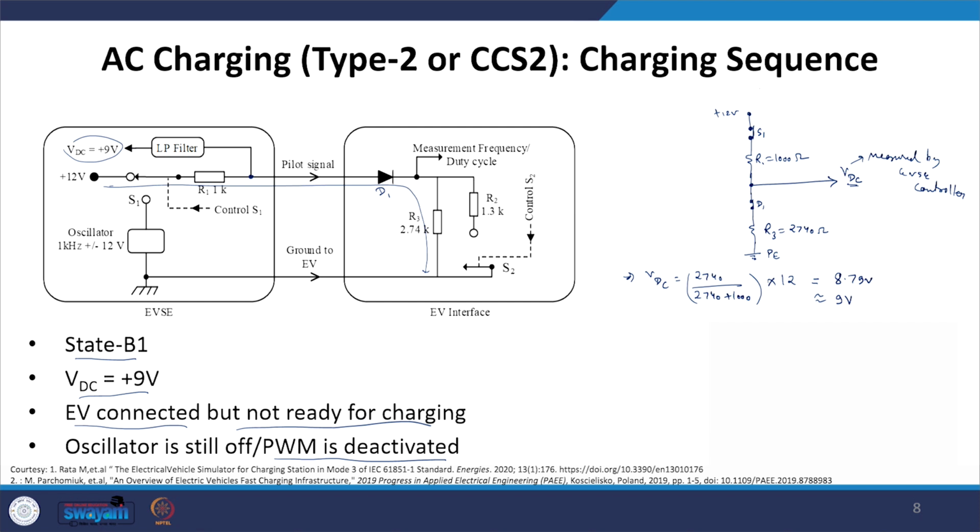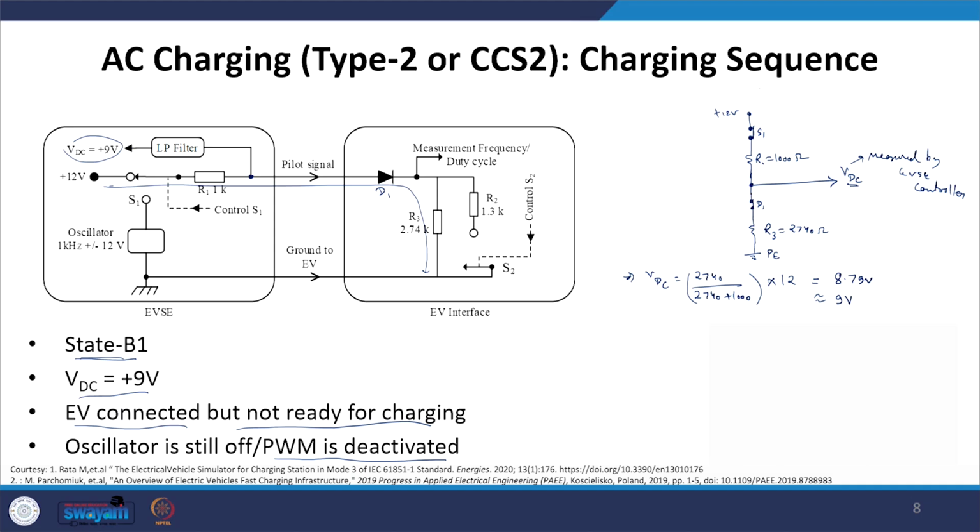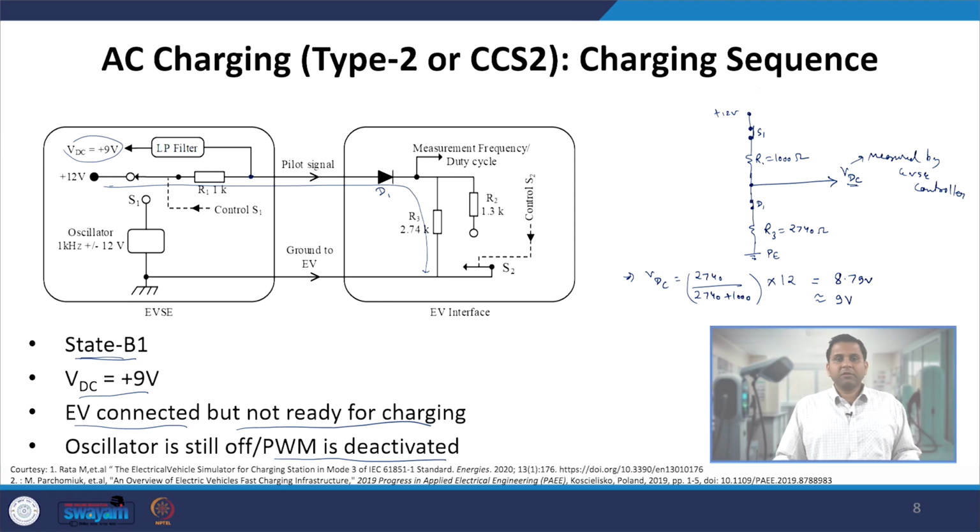So in this state B1, the EV gets connected and the EVSE recognizes the vehicle has been connected. However, on the EVSE side, the oscillator is still off, that means PWM is still deactivated, which is understood by the EV that the EVSE is not ready for charging. So in this case, they are plugged in, but both are not ready for charging.